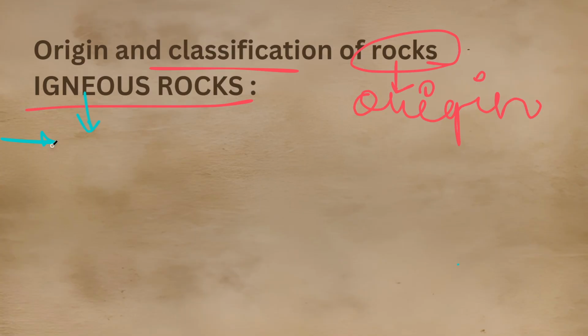Let's start. So igneous rocks originated in the initial stage of Earth formation by the cooling of hot magma, hot magma that is generated from the volcanoes. Approximately more than 80% of the Earth's crust is made up of igneous rocks. So 80% of the Earth's crust is made up of igneous rocks.